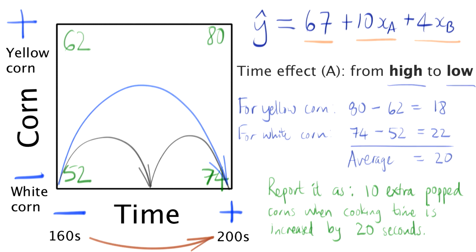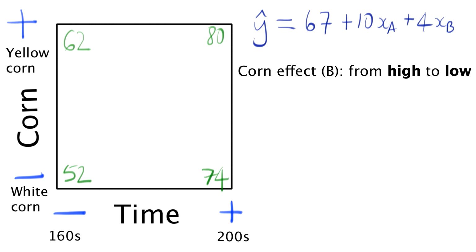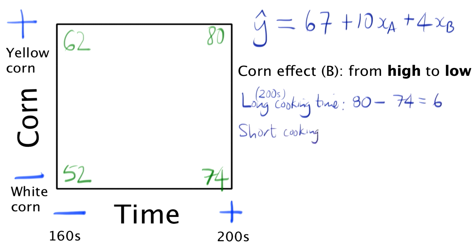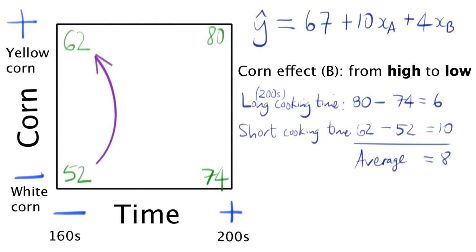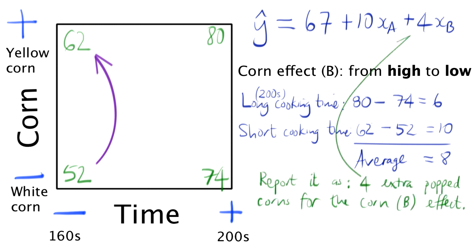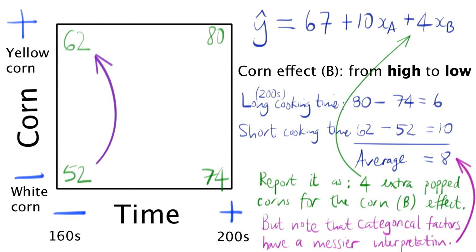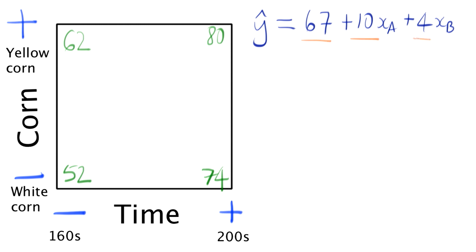Next, consider the effect of popcorn type. Again, always go from high to low. At long cooking times, this corresponds to 80 minus 74, that's 6. At short cooking times, this is 62 minus 52, which equals 10. The average of 6 and 10 is 8. So we conclude that an average of an 8 unit increase will happen when we change from white corn to yellow corn. We saw that in the previous class. Again, by convention, we report half the value. So in this case, that's a 4 unit increase. So now you can see where we got these values of 67, 10, and 4.